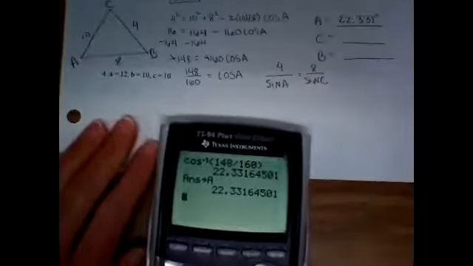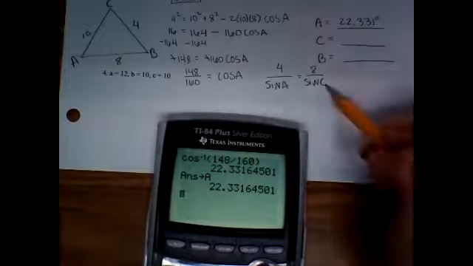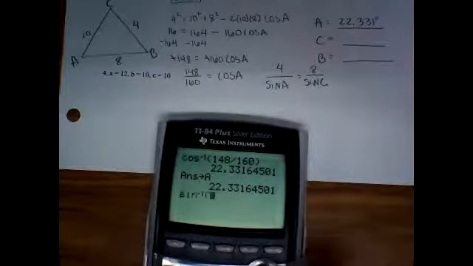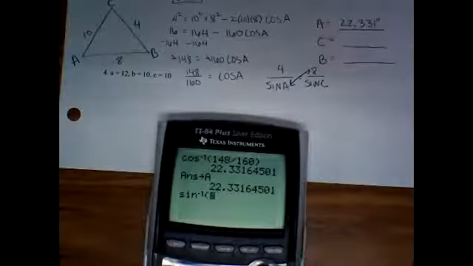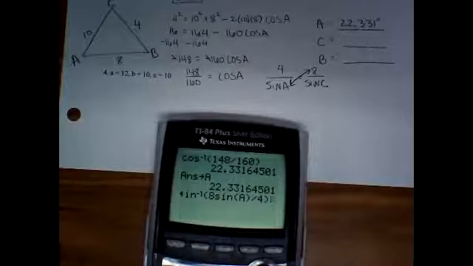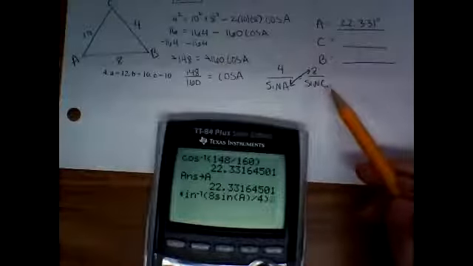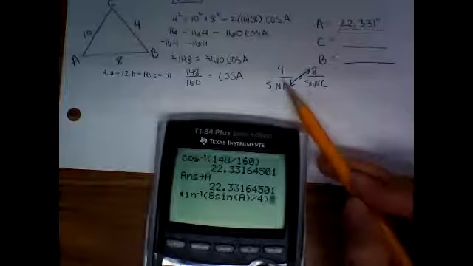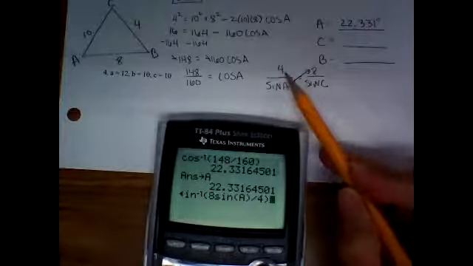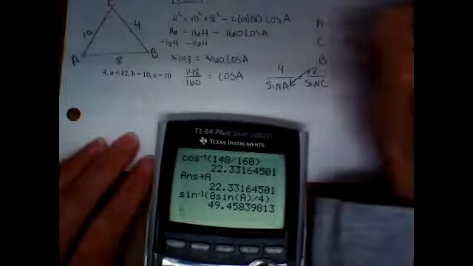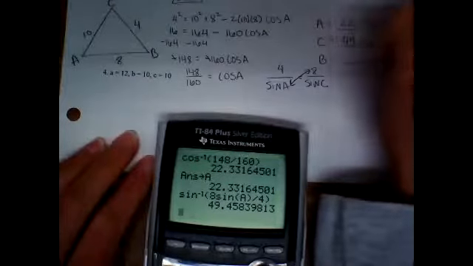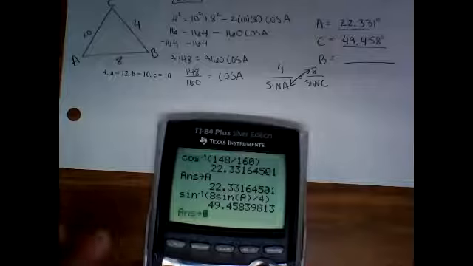And I hear you guys typing already. What are we going to type first? Yep, sine inverse, second sine, and then cross multiply and divide. 8 sine of A divided by 4. You guys are getting good with the button pushing. I got 49.458. Thank you. Store is C.